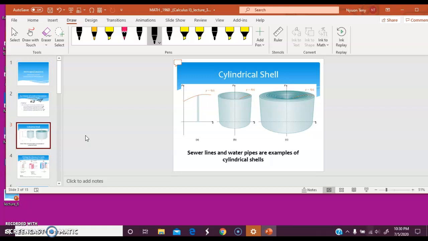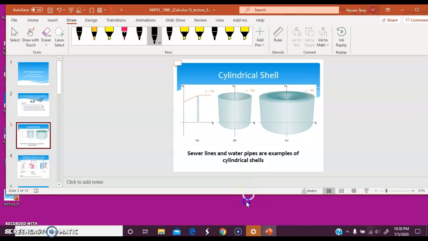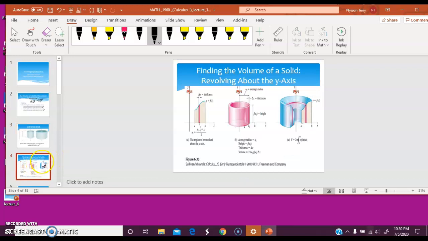To find the volume of the revolution, we are going to use a method known as cylindrical shell. First we partition this region into thin shells, find the individual volume of each shell, and sum them up to find the volume of the revolution. Sewer lines and water pipes are examples of cylindrical shells, in case you don't know what a cylindrical shell looks like.